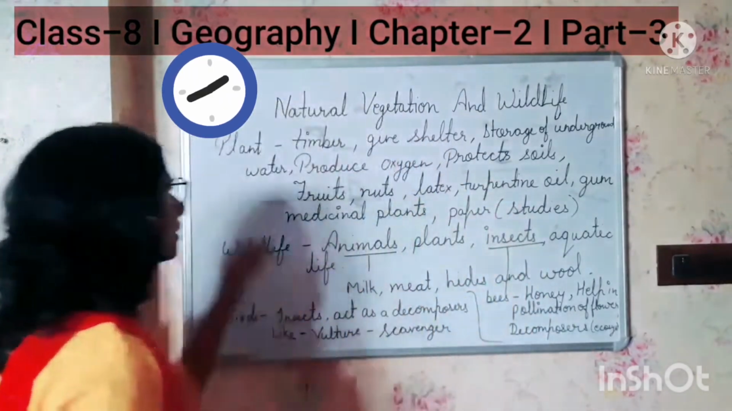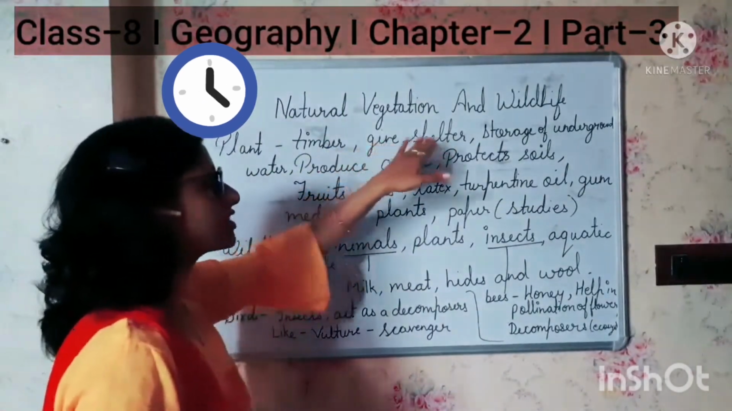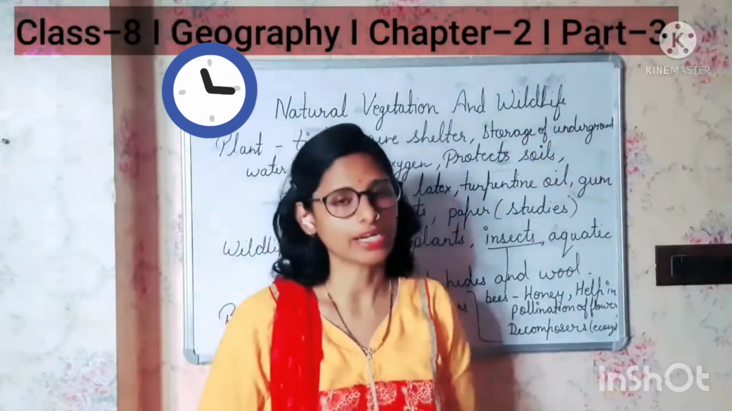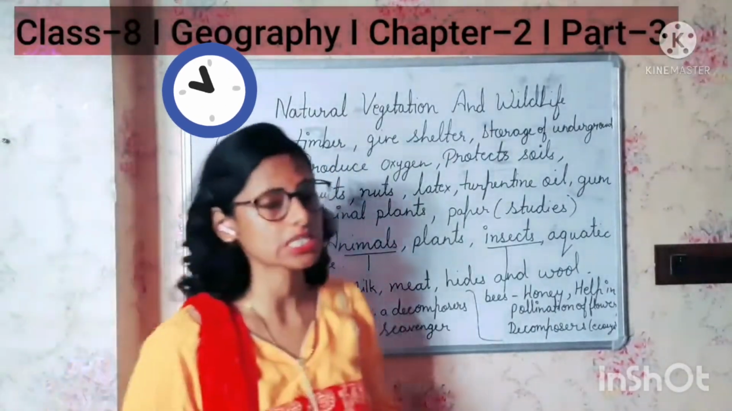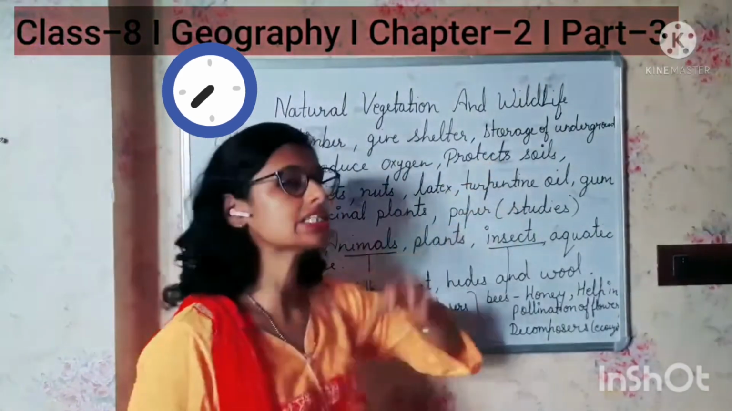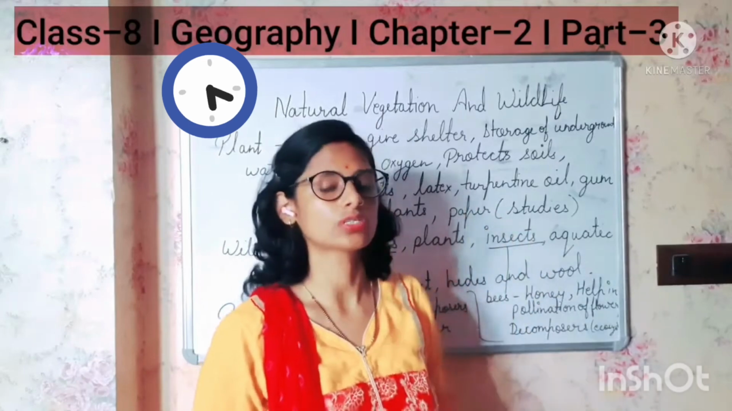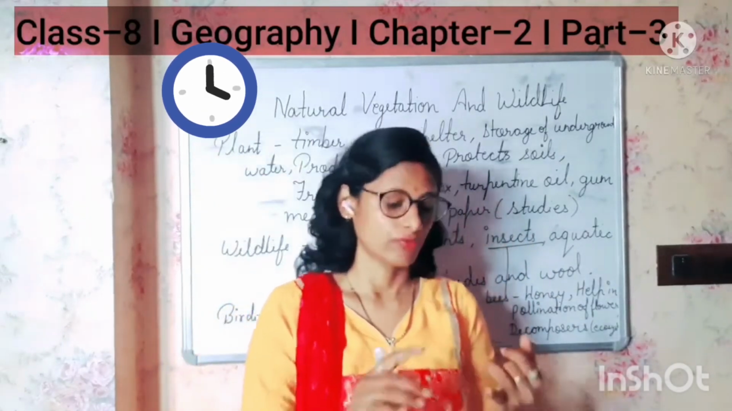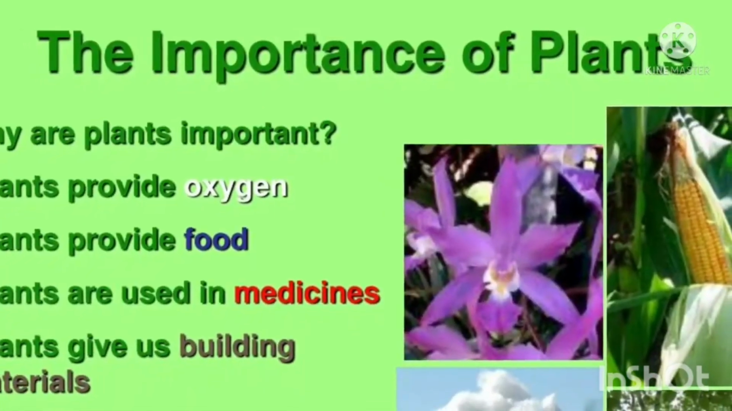So students, the plants provide us timber, give shelter to the animals, store underground water, and produce oxygen for the survival of human beings and also other living beings. They protect the soil with their roots, so that it reduces the effect of volcanoes, earthquakes and also tsunamis.